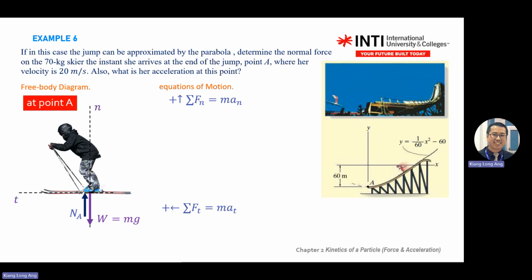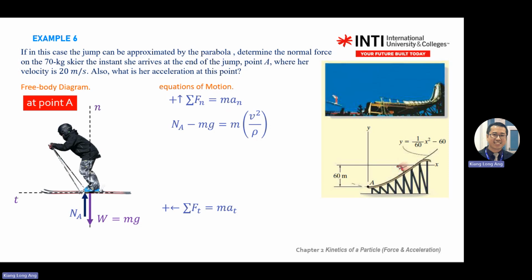Okay, you split into two directions, F equal to MA in two directions. We do the normal direction first. So in the normal direction, you have the normal force and your weight. Remember the positive, negative sign. Normal is pointing up to the center of the curve, equal to MA. This one is in the normal direction. Again, AN equal to V square over rho. Since rho is not given, you need to find it.